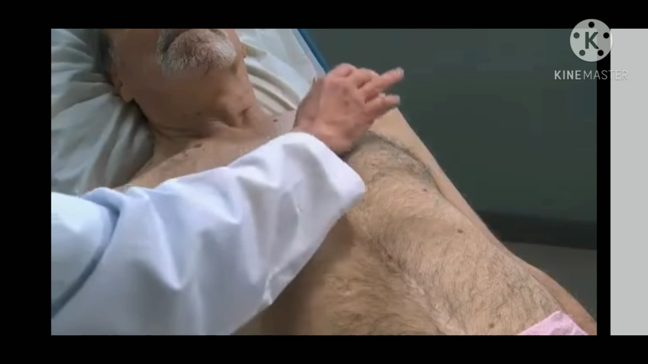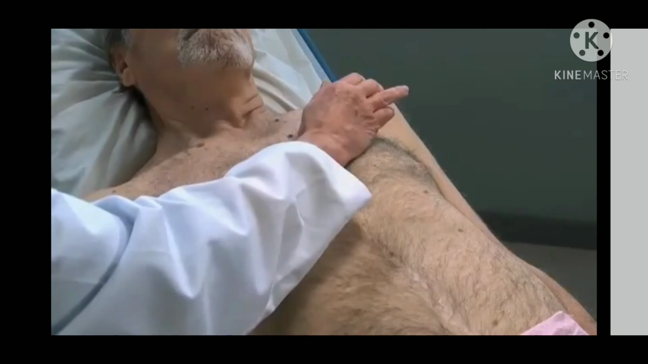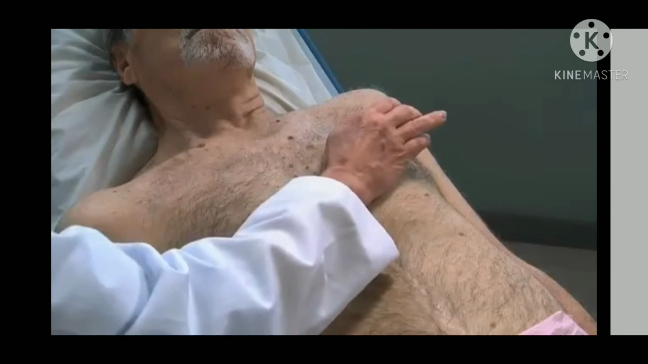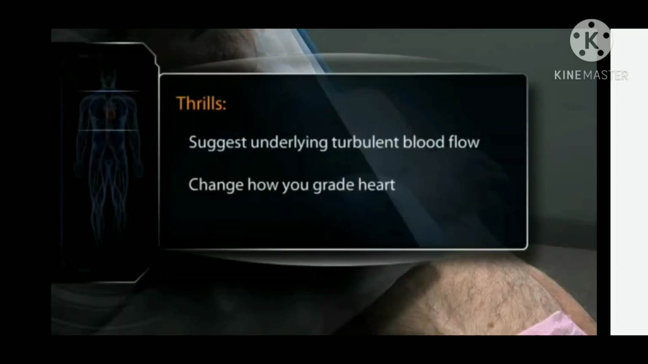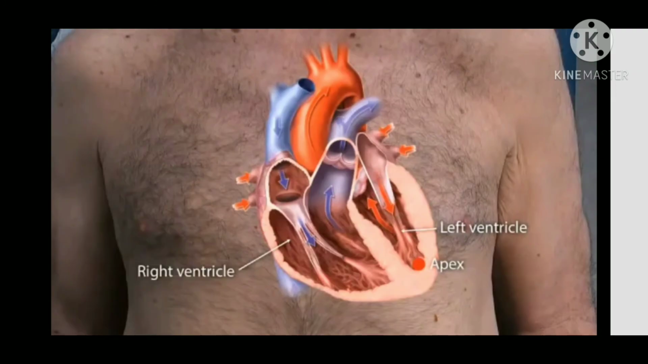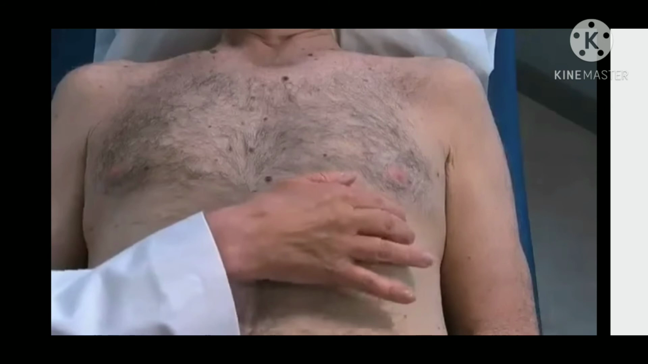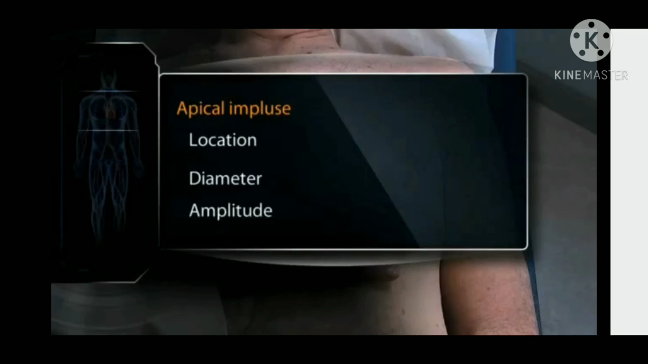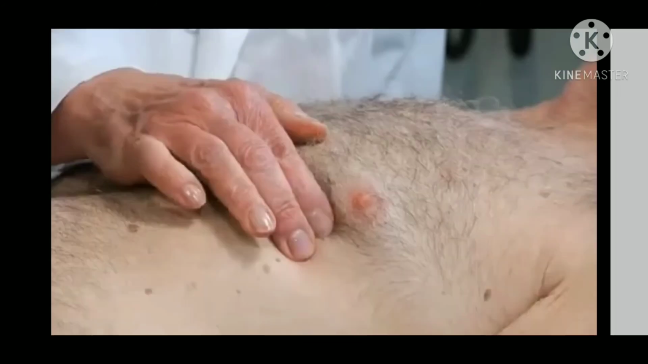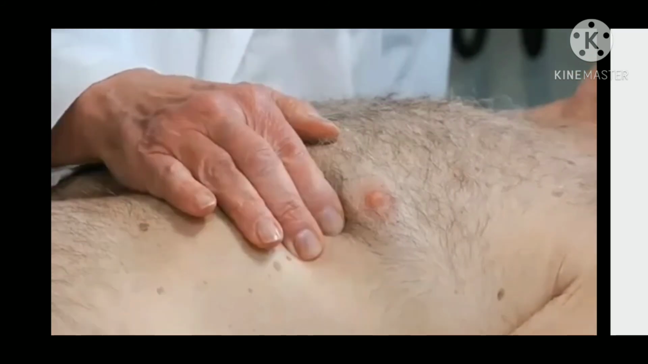Ventricular impulses may lift your fingers, suggesting ventricular dilation. Then check for thrills by pressing the ball of your hand firmly on the chest. Identify the apical impulse. It represents the brief pulsation of the left ventricle as it moves anteriorly during contraction and touches the chest wall. Using the palmar surfaces of several fingers, then fingertips, followed by one finger alone, palpate to confirm the characteristics of the apical impulse.